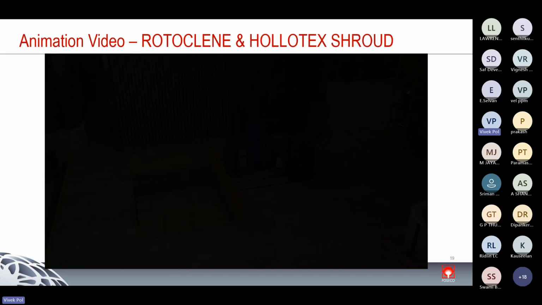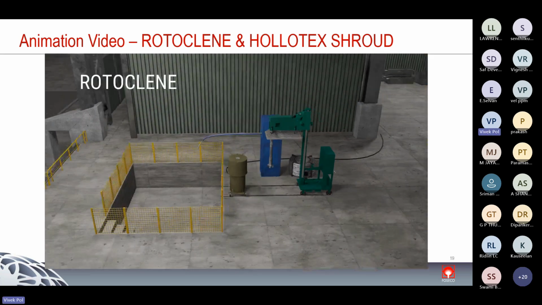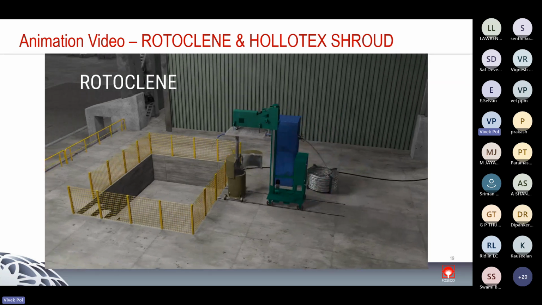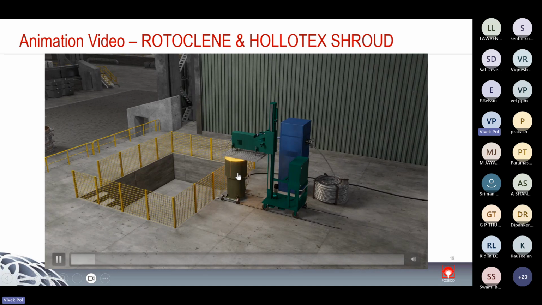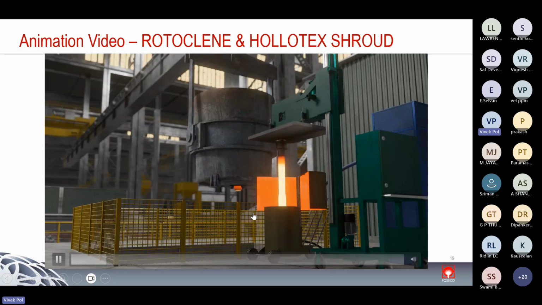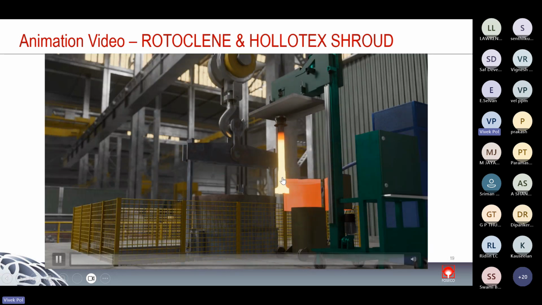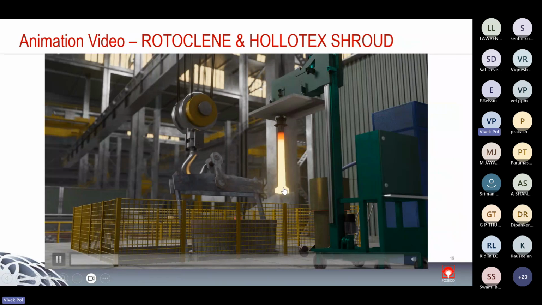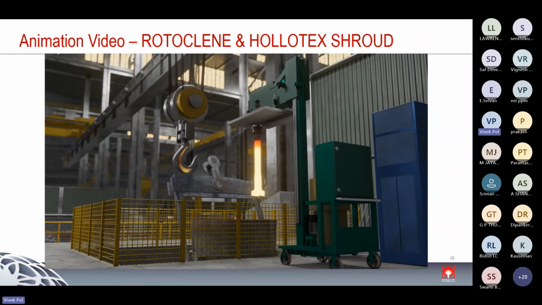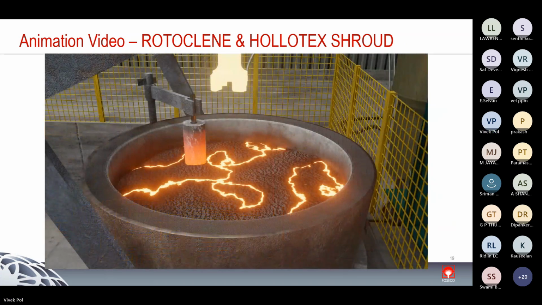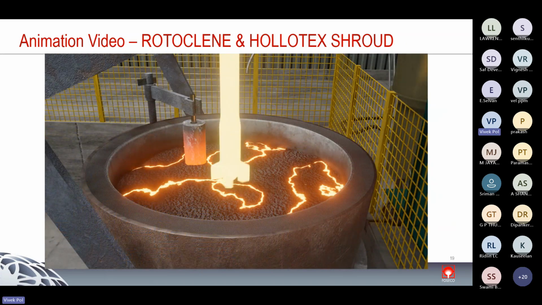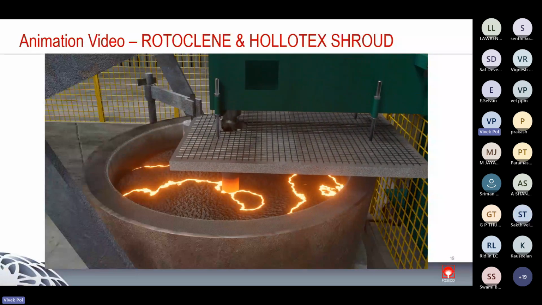Here comes an animation video to explain what the rotoclean process and shroud pouring technology are. You can see the MTU machine with the rotor. Before the rotor enters the metal, it has to be preheated up to 900 to 1000 degrees Celsius so that there are no thermal shocks. Because of thermal shocks, the rotor may break. So this preheated rotor will enter the metal. You can see it is a bottom pour ladle with a stopper and nozzle mechanism.